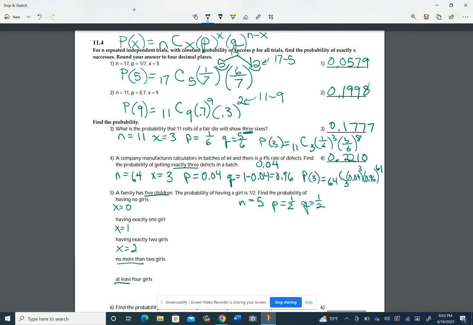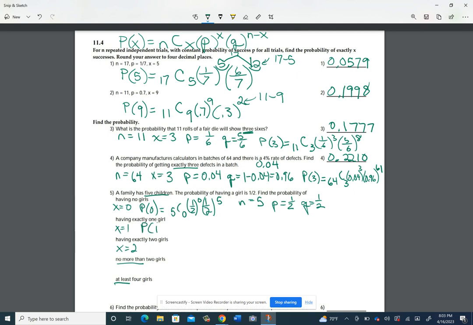So wouldn't this one, the probability of no girls, equal 5 choose 0, and then 1/2 to the 0 power, and then 1/2 raised to the 5th power. The first 1/2 is the probability of having a girl. You don't want any. And then the second 1/2 is the probability of not having a girl, which would be having a boy, and that should be to the 5th power. Okay, then do something similar on the rest.